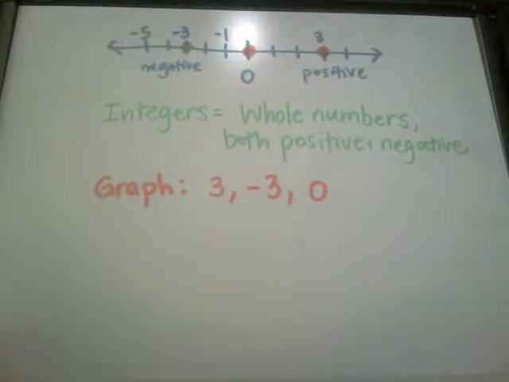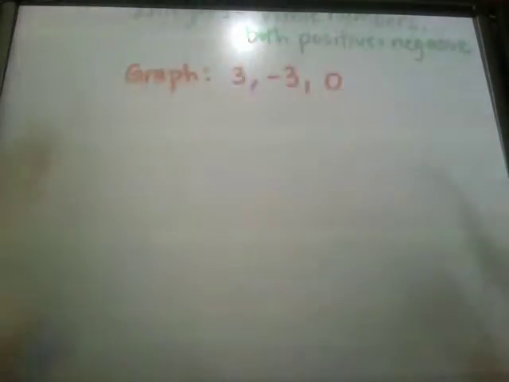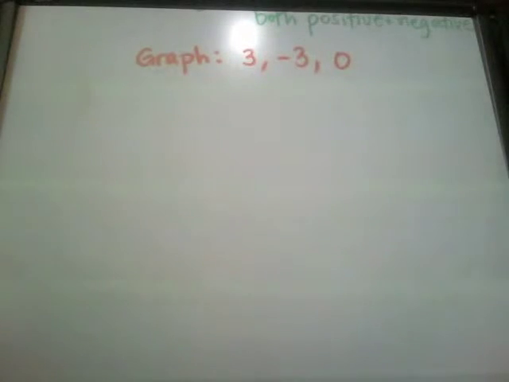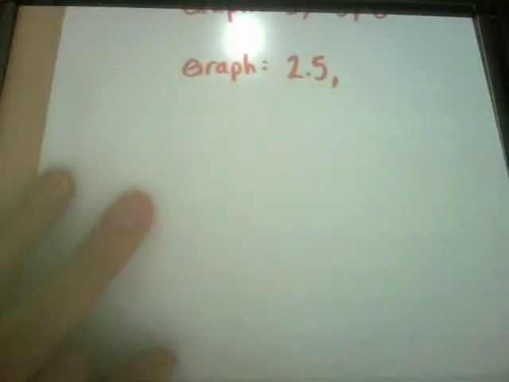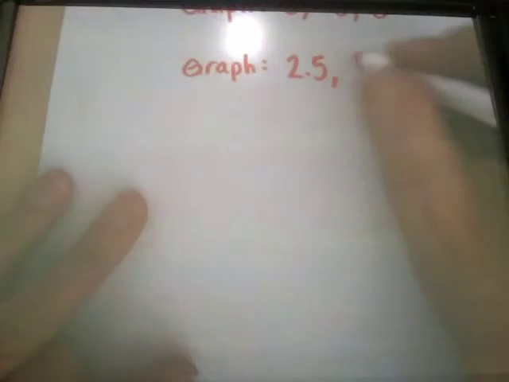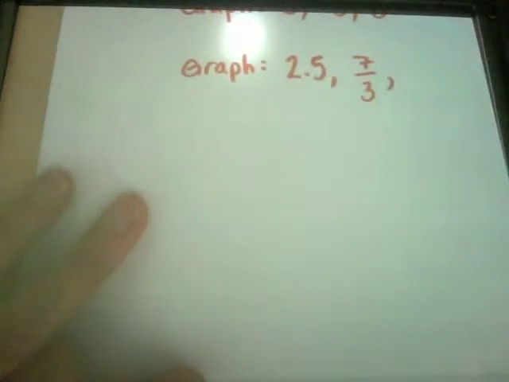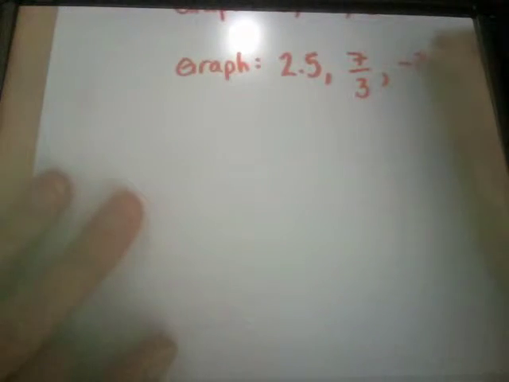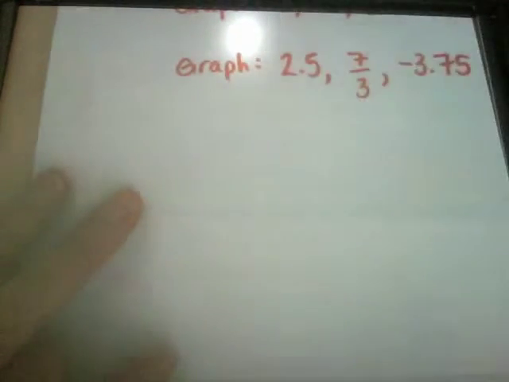So when you're asked to graph numbers, now, that's with integers. What if we did one with fractions or other non-integer numbers? Let me give you an example. We'll do one like this. Graph. And so we will want a new number line for this. 2.5, 7/3, and -3.75. Now we worked on this last year.